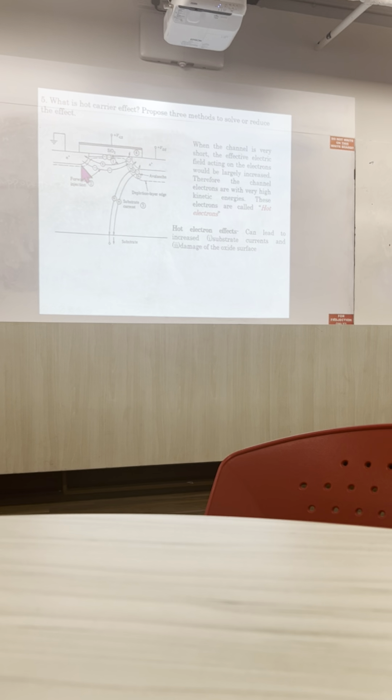Okay. So when the carrier is going and hitting the interfaces, it can generate more electron hole pairs. For example, in this case, a hot electron is going, hitting, generating more holes. Those holes go into the substrate. So one consequence is the substrate current, which is not so problematic because we can collect the substrate current, we can apply a bias, etc. to control it. The bigger problem is the damage of the oxide surface. Okay, because we cannot do anything if this oxide layer is damaged.